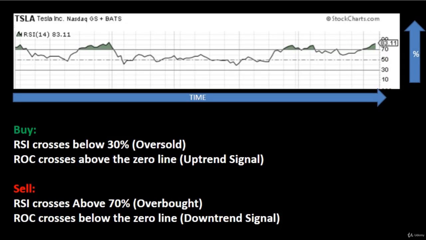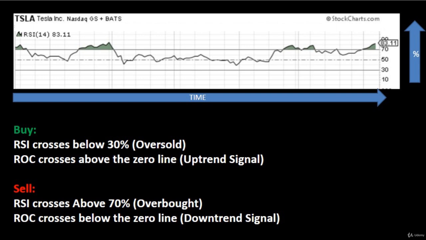Let's take a look at that. So if we look at this sample RSI chart here, and as we know, with the relative strength index, if the lines are crossing below 30%, that means it's oversold, and would be a buying opportunity. And if the RSI crosses above 70%, that's indicating that we're looking at an overbought situation and a sell opportunity.